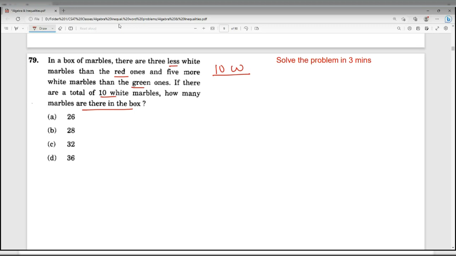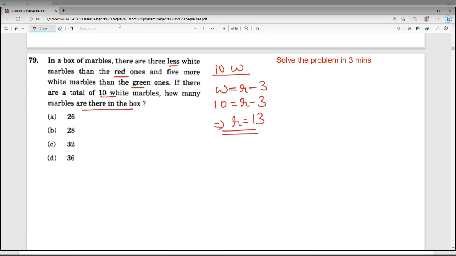So white is 3 less than the red marbles. Whatever is red, let that be R. There are 3 less, so white should be equal to R minus 3. White is 10, so R minus 3 is 10. This implies R is equal to 13.